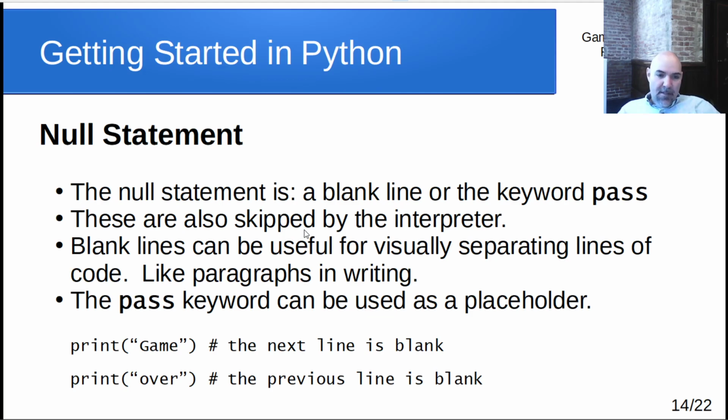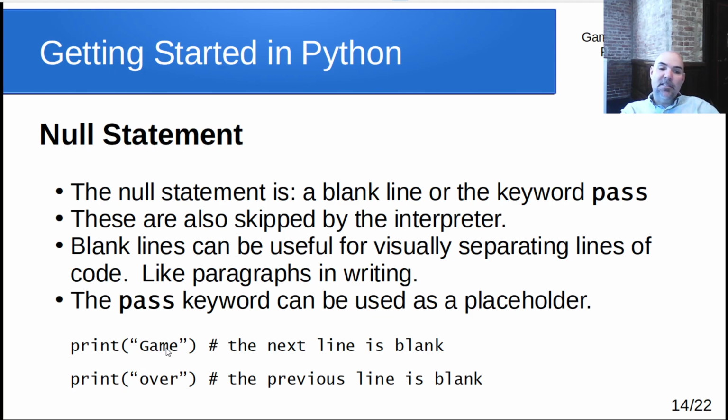Okay, and notice here's an example. I have this blank line there. That's a null statement, so I can say game, skip a line, over. And notice I did use some comments to say the next line is blank, previous line is blank. You probably don't need that in your code, but it does allow us to separate these two lines.